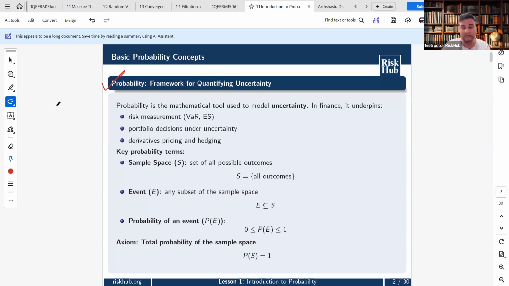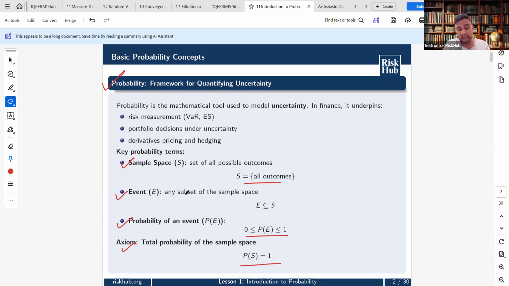For the sample space, please understand it is the set of all possible outcomes, right? Any subset of the sample space is an event, and the probability of an event is defined on it. The axiom: the total probability of the sample space is equal to 1, right? So what does it mean? Basically, the sample space is the universe, everything that can happen. Nothing outside this set can occur, right? The more interesting part is that the sample space can be continuous also. This is where quant finance starts becoming sophisticated.